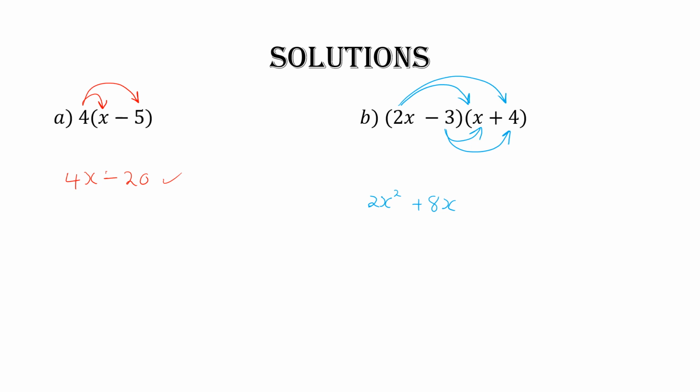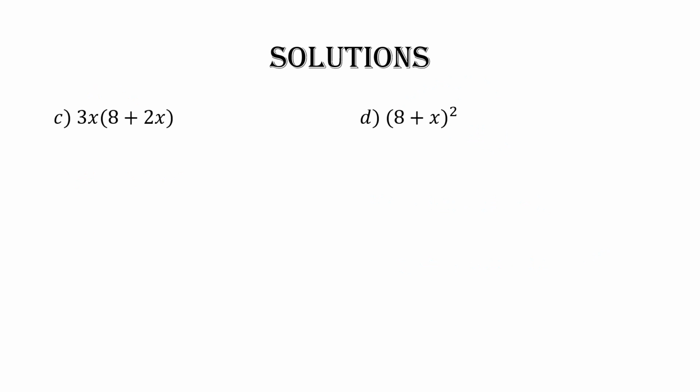8x. Minus 3 by x. That will give me minus 3x. And minus 3 by 4. That should be minus 12. And here the x's can combine again with each other. So that's 8 minus 5. So our final answer should be 2x squared plus 5x minus 12. And if you got that, we're good to go. That should be correct. Let's go.